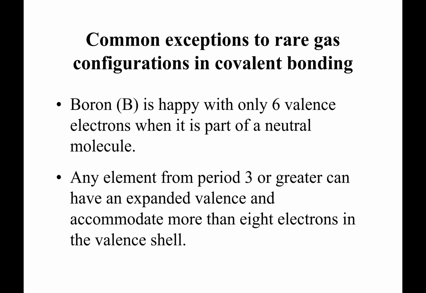So for expanded valences, instead of 8, you're going to see either 10 electrons or 12 electrons around the central atom when you draw the Lewis structure. So those are 3 exceptions: hydrogen with 2 electrons, boron with 6 electrons, and expanded valences.